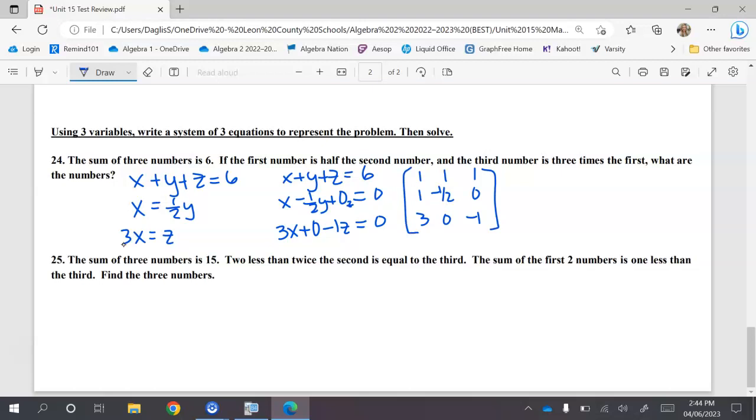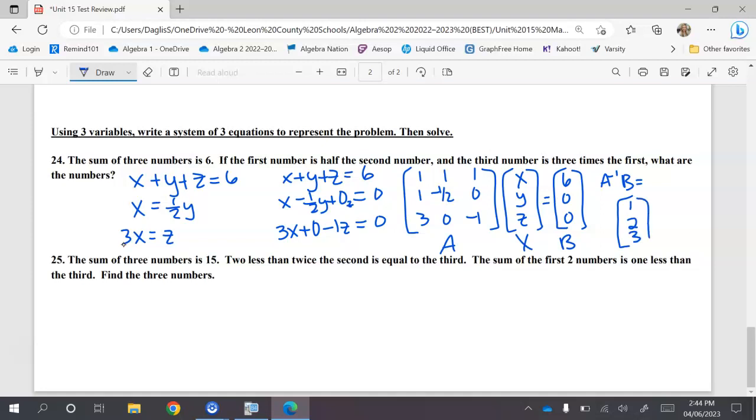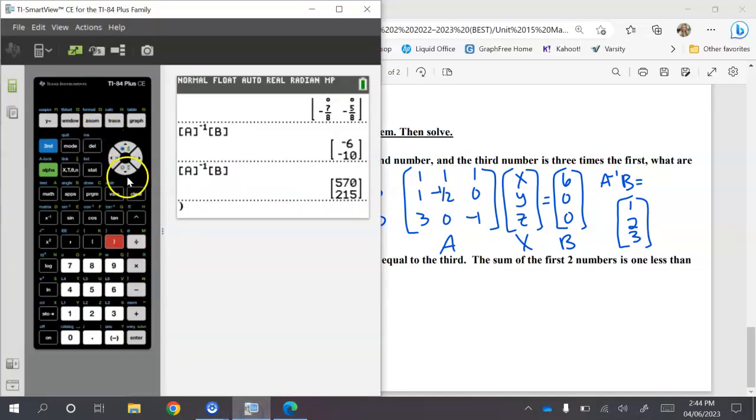So you have to put a placeholder in all the places. We're using x, y, and z. And our answer matrix is 6, 0, 0. So that's really the hardest part with this one. Okay, this is matrix A, this is matrix B. Type each of those in, and then we solve for A inverse B, and we should get our solutions of 1, 2, and 3. So our first number is 1, our second number 2, and our third number is 3. Look at that. Okay, so make sure we know how to type that in.